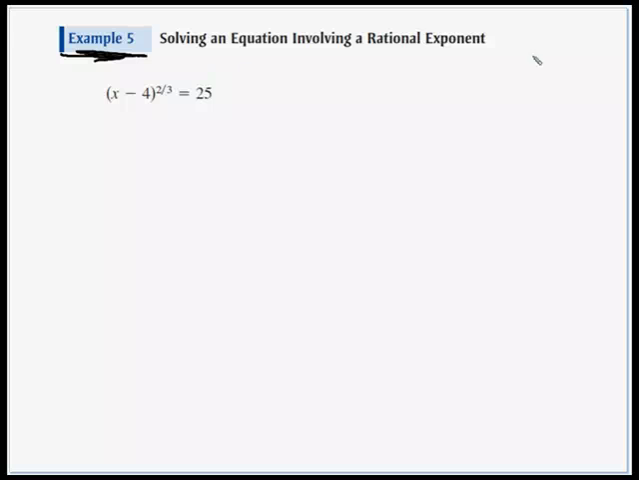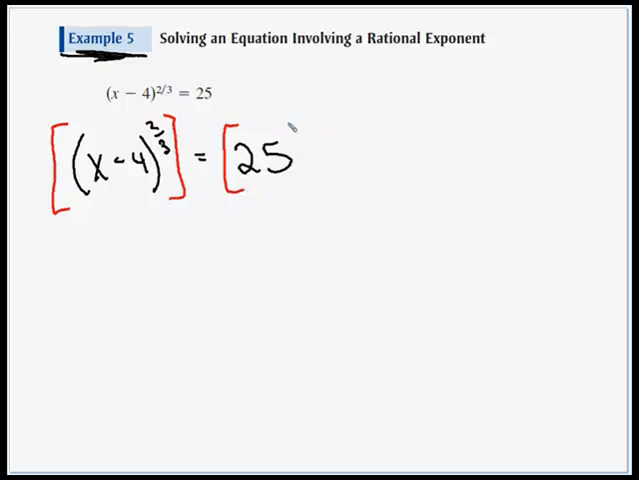In the last video we did some problems that had square roots. And we got rid of that by squaring both sides. We're going to do a similar type thing for rational exponents. So here on the left we have the quantity x minus 4 to the 2/3 power, and that's equal to 25. So what's causing us trouble is this 2/3 power. So we're going to raise both sides to some power.